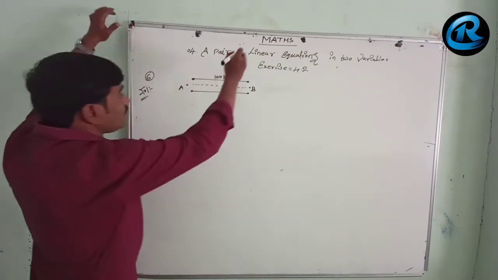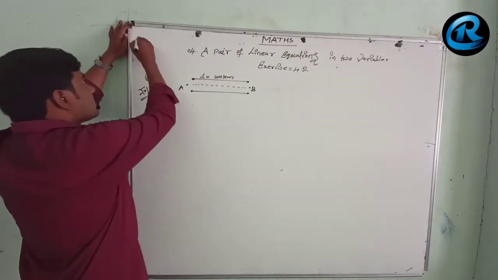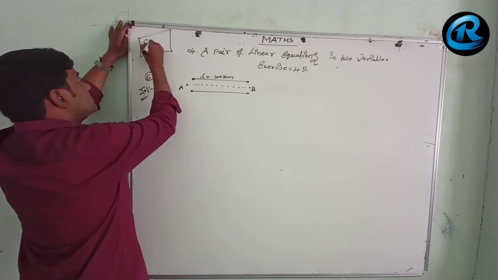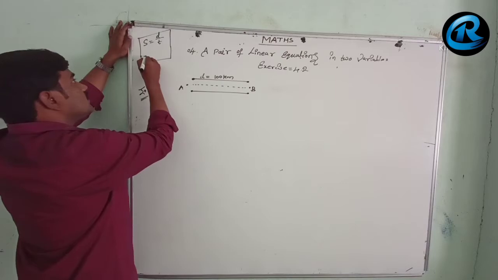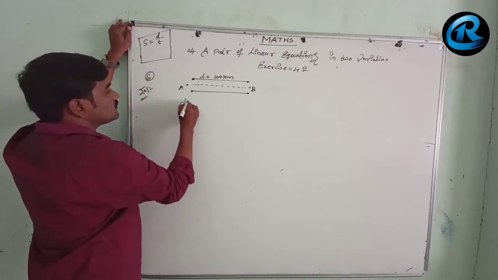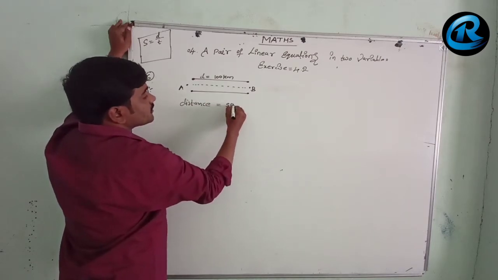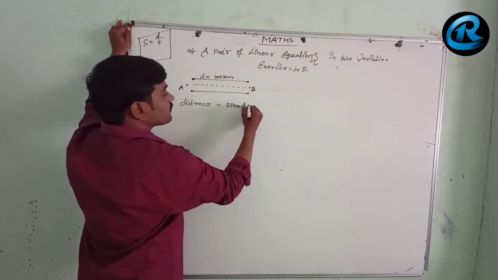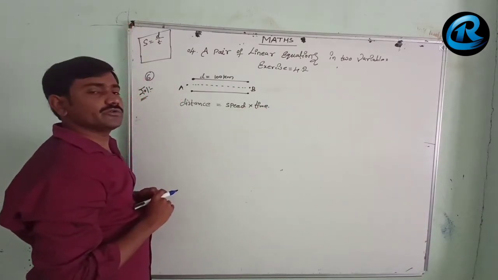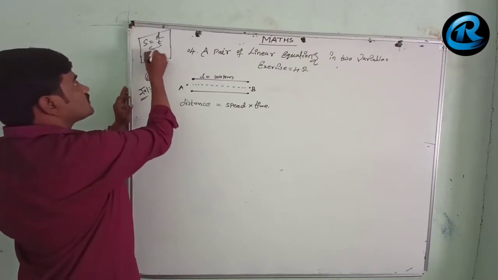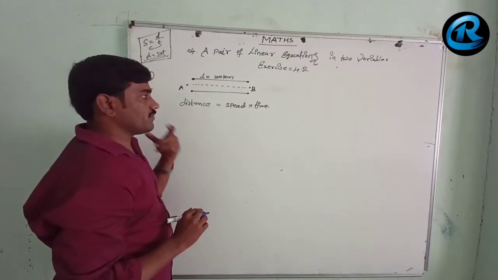Here the distance is given, d equals 100 kilometers. As we know the formula, speed equals distance by time. From this we will derive the formula. Now distance equals speed into time. This is the formula. Then t you transfer this side: d equals s into t. This is how you have to remember this.